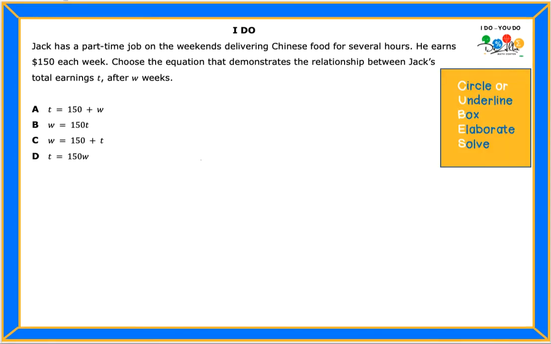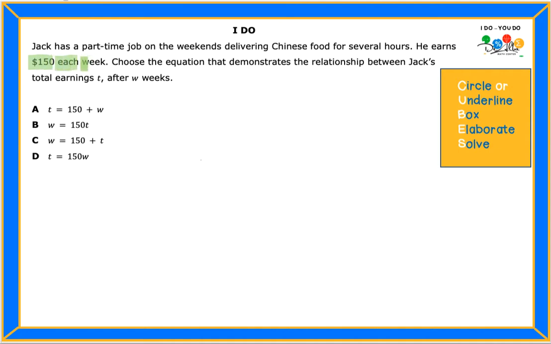Okay, so I'm going to use the strategy of CUBES for problem solving. I'm going to start underlining important information. In the first sentence, I don't see any numbers or math vocabulary or any situation that indicates that we have to do math. Now this is important. He earns $150 each week. This is going to be important, definitely.